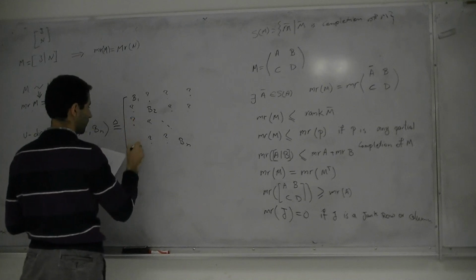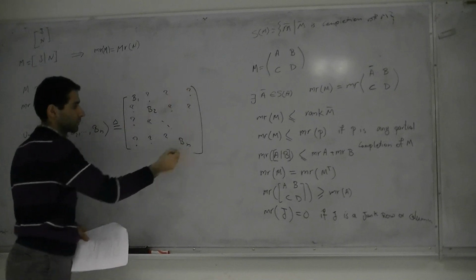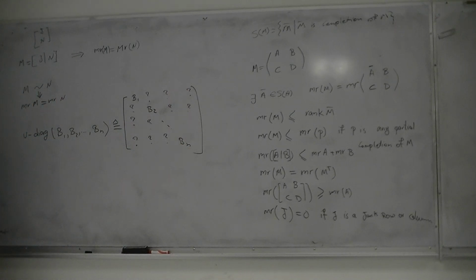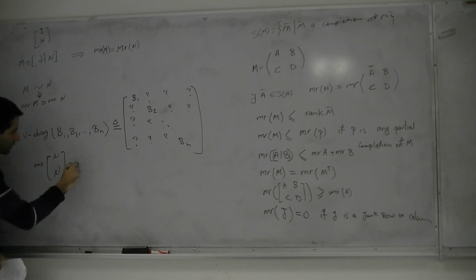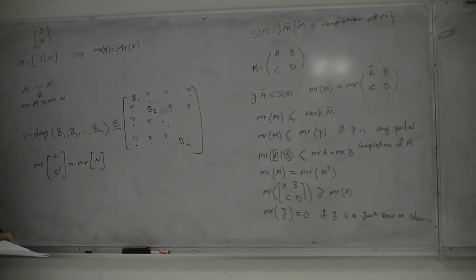Excuse me, for the previous question, you have N N. So the minimum rank of the matrix N N, zero N, is equal to the minimum rank of N. Why? Because you have the same column here, and the same row. You can subtract one of them to create a junk row and delete it, and do this for all of the rows, and the result is N.